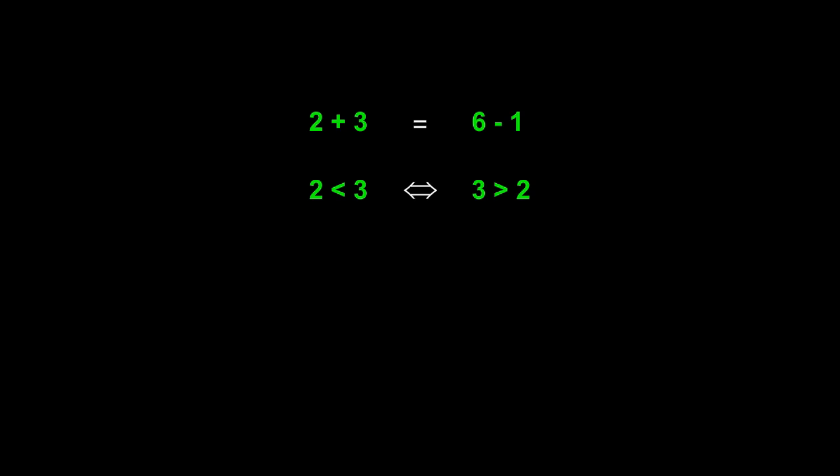So the equal sign is to indicate that the objects are the same, whereas the equivalence sign indicates that both propositions are the same. The sentence 2 bigger than 3 is a proposition.